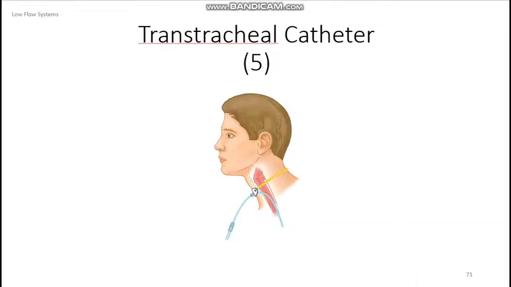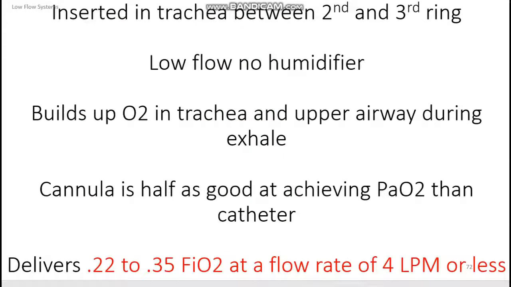The transtracheal catheter is inserted in the trachea between the 2nd and 3rd ring. It has such a low flow that no humidifier is needed. It builds up oxygen in the trachea and upper airway during exhalation. Cannulas are half as good at achieving partial pressure of oxygen as the catheter. It delivers 0.22 to 0.35 FiO2 at a flow rate of 4 lpm or less.